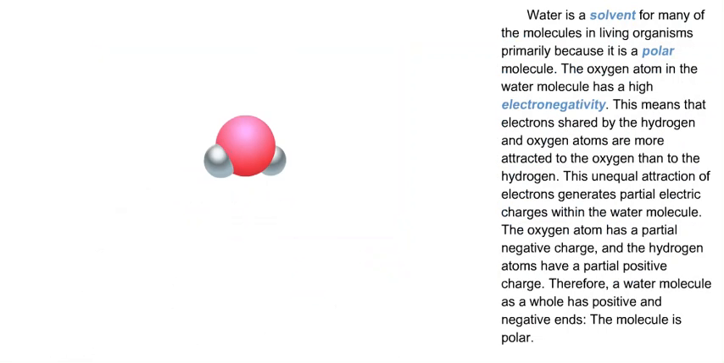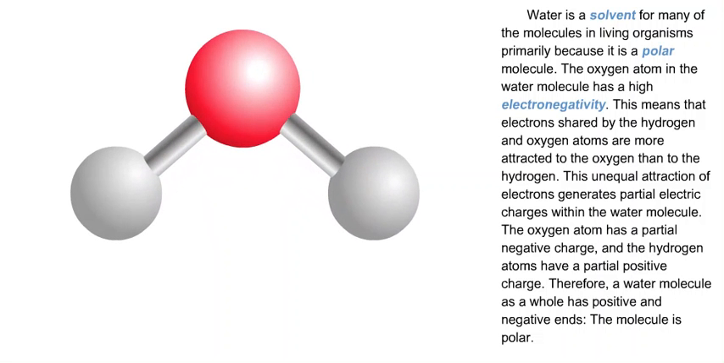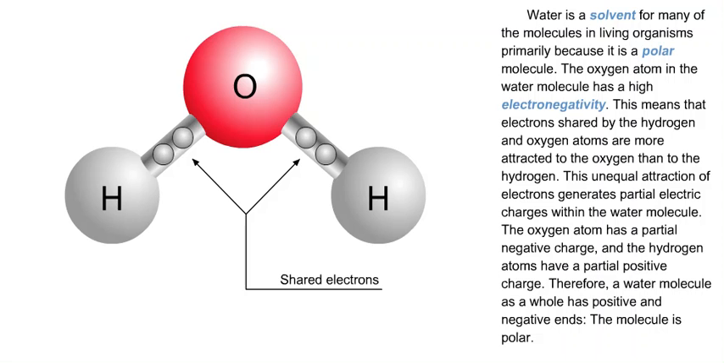Water is a solvent for many of the molecules in living organisms, primarily because it's a polar molecule. The oxygen atom in the water molecule has a high electronegativity. This means that electrons shared by the hydrogen and oxygen atoms are more attracted to the oxygen than to the hydrogen. This unequal attraction of electrons generates partial electric charges within the water molecule. The oxygen atom has a partial negative charge, and the hydrogen atoms have a partial positive charge. Therefore, a water molecule as a whole has positive and negative ends.